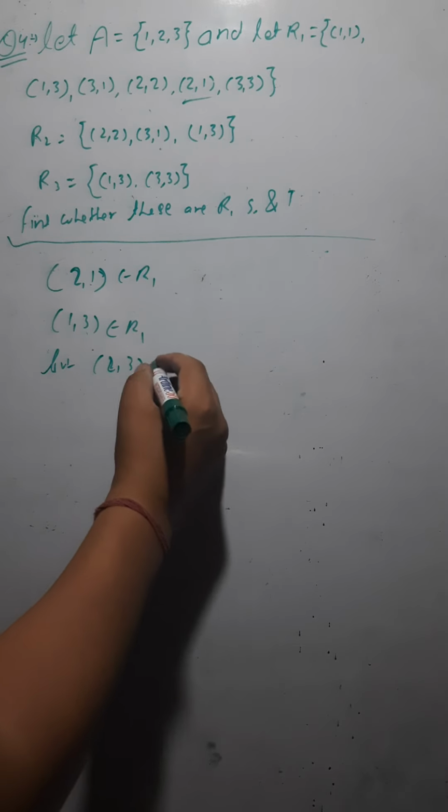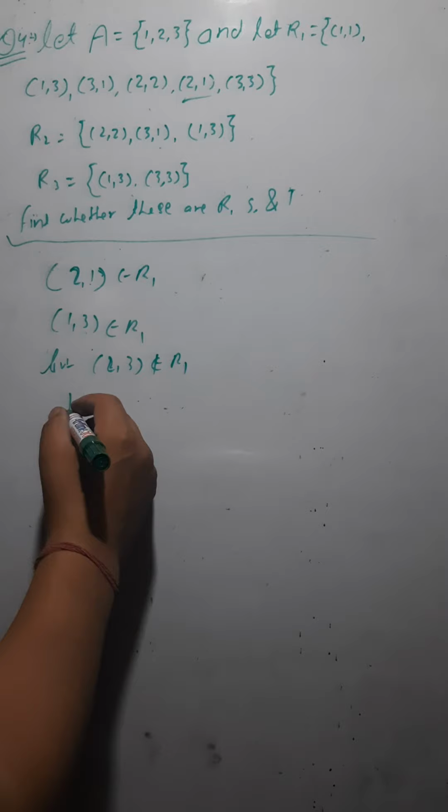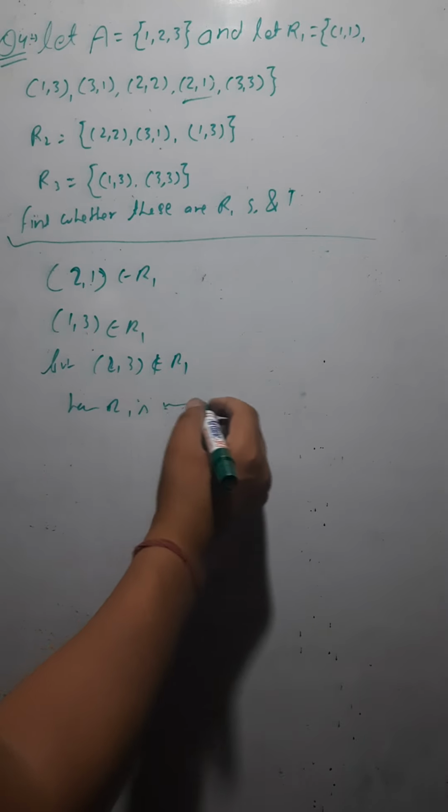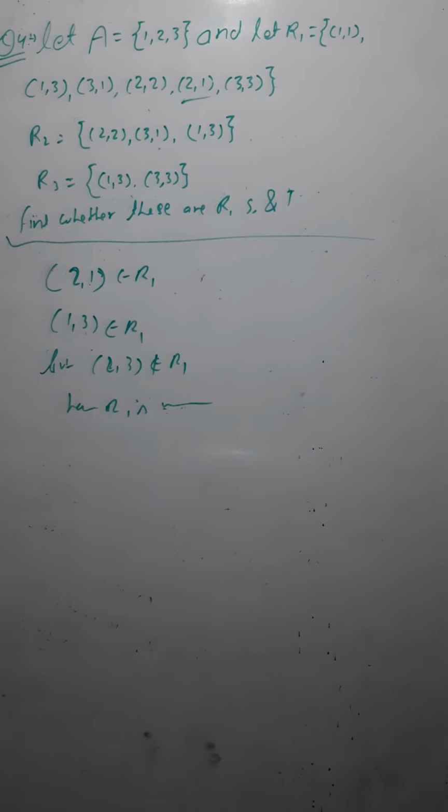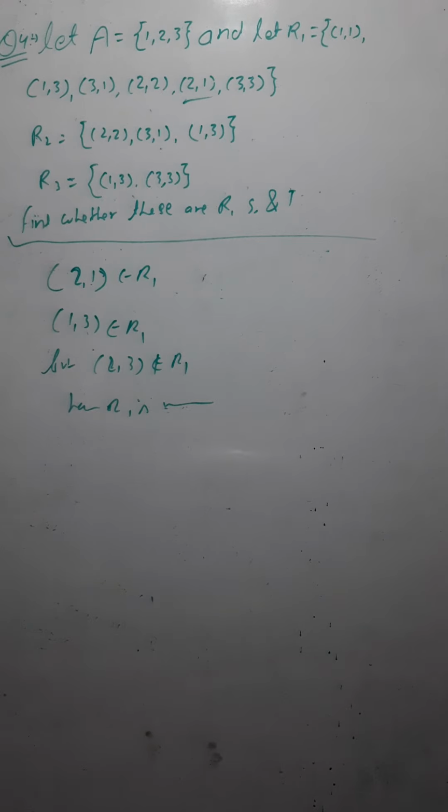2 comma 3 does not belong to the relation R1. So hence R1 is not transitive, isn't it? That is how you would check the answer. Okay, just note it down.